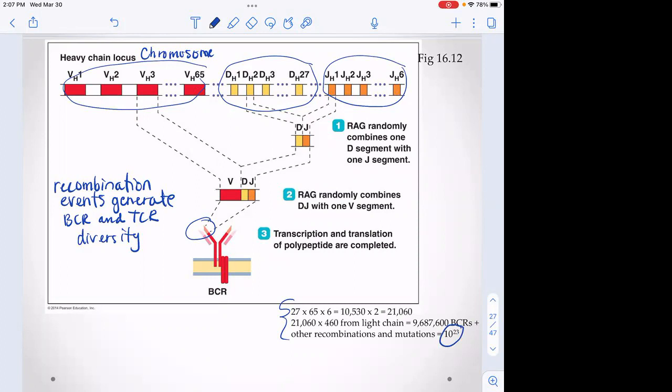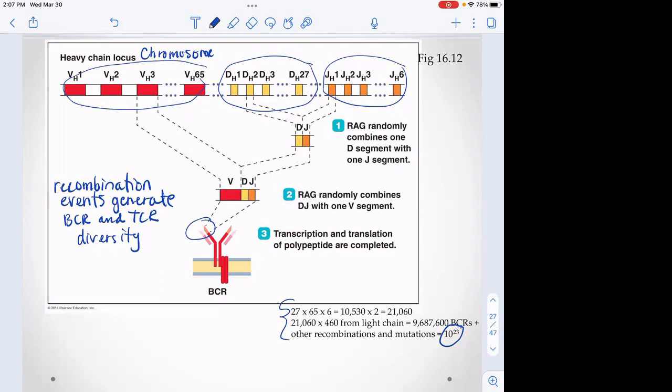So that's a lot. Again, the idea is that we have those for anything that we would come in contact with, and then we make more of them if we need them. It's not that we fashion a B cell receptor to fit whatever we come in contact with. We don't think it works that way.